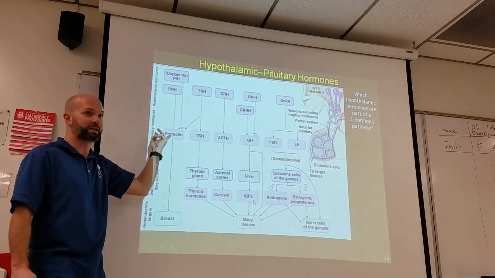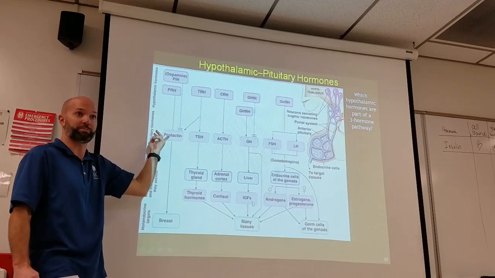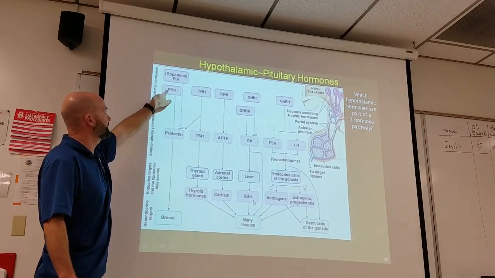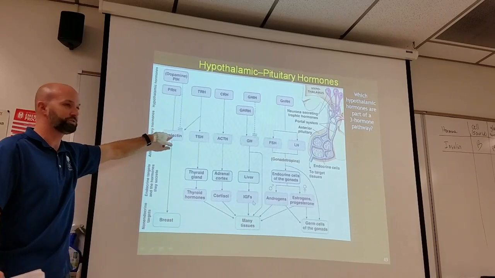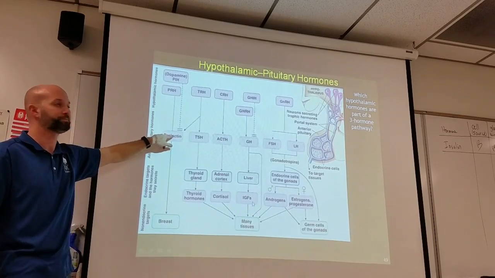When it comes to prolactin, 2 hormone pathway, not 3. And again, prolactin is not tropic. So it stops at 2. Prolactin releasing hormone is 1. Prolactin is 2. Non-tropic. There is no 3.